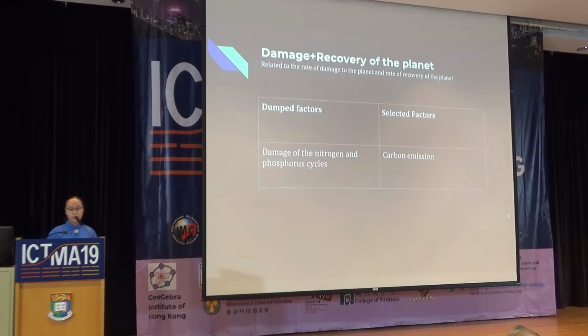For damage and recovery of the planet, we've considered carbon emissions because, from our sources, the planet's atmospheric carbon concentration in the air should be kept below 450 ppm to avoid long-term environmental damage. While the damage to the nitrogen and phosphorus cycles has less pronounced effects and can be solved in similar ways as carbon cycles.